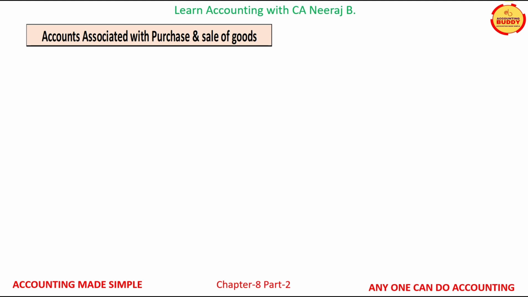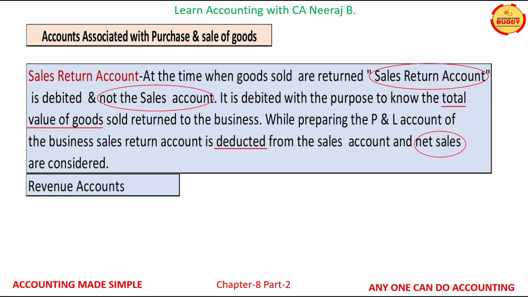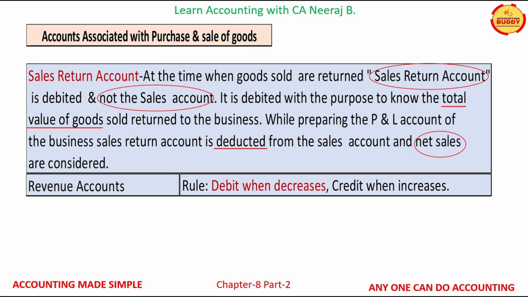Let us now learn about the sales return. At the time when the goods sold are returned, sales return account is debited and not the sales account. It is debited with the purpose to know the total value of the sales returns to the business. While preparing the profit and loss account of the business, sales return account is deducted from the sales account and the net sales are considered. Accounting rule for revenue account is applied for recording the sales return transaction. The rule of revenue account is debit when decreases and credit when increases.